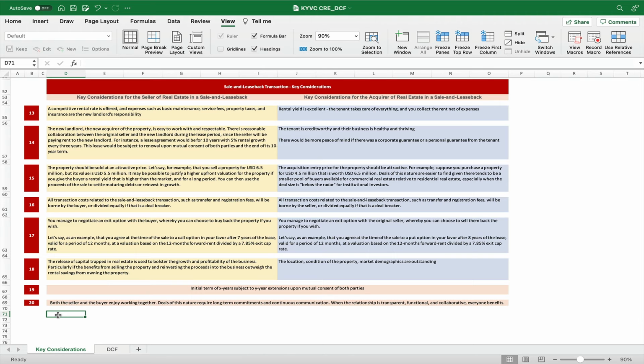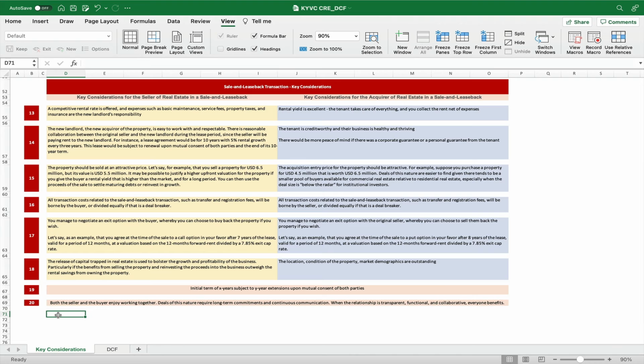So for example, let's say that the buyer and the seller agree at the time of the sale to a call option in favor of the seller after 7 years of the lease term that is valid for a period of 12 months at a valuation based on the 12-month forward rent in 7 years divided by a certain cap rate. So let's say hypothetically it's 7.85%. So what would happen? In year 7, that option becomes exercisable, and it becomes exercisable for a 12-month period.